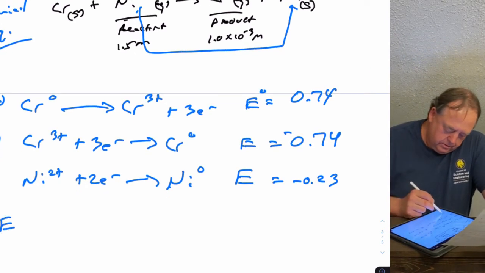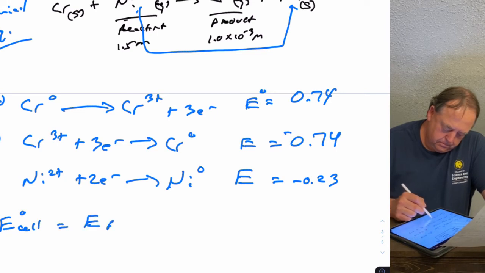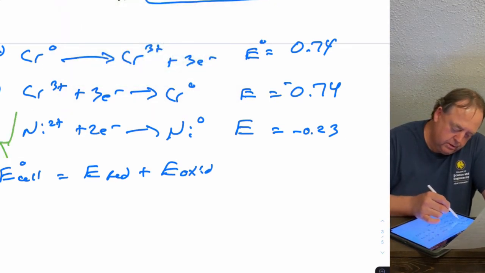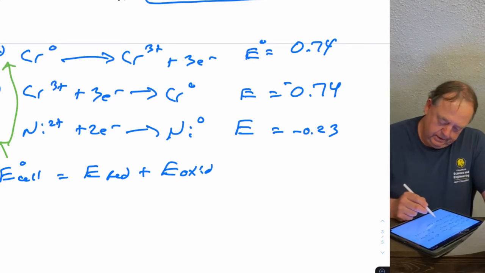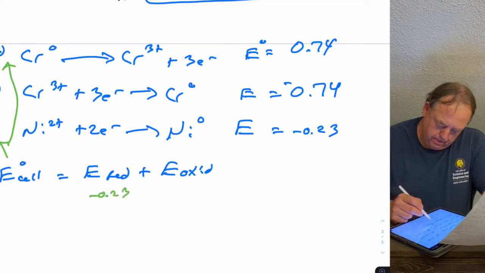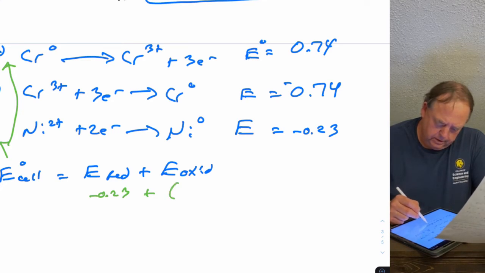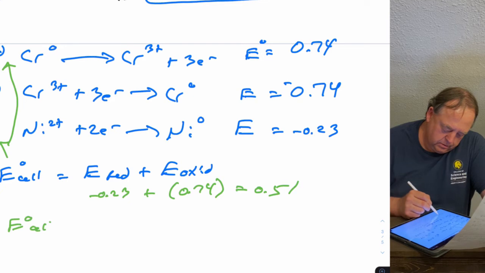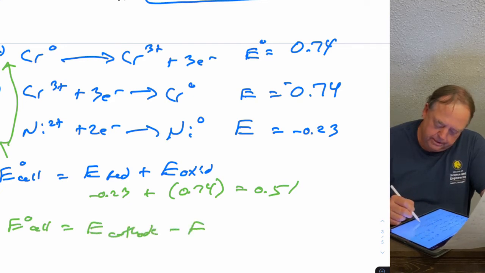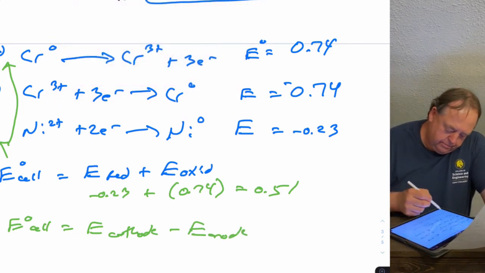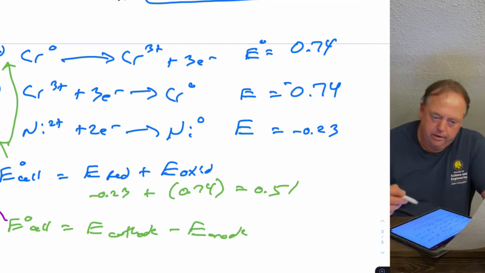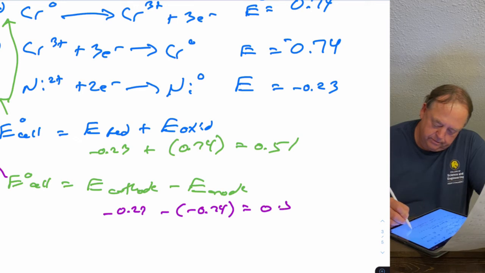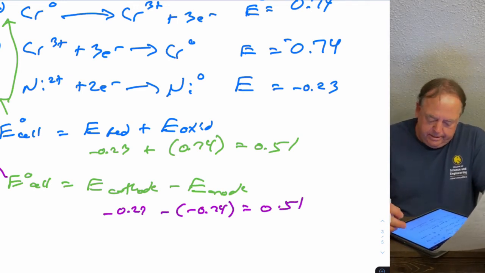Okay, so E0 cell. If we calculate it that way, then we need this equation and that one, the original half reactions. So you would get negative 0.23 plus 0.74, so 0.51. Or if you use the other equation, E cathode minus E anode, then you need both reduction equations, right? So negative 0.23 minus a negative 0.74, and you get 0.51. Okay, so that's E, and now we need to figure out what N is.